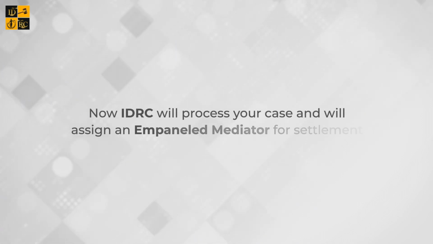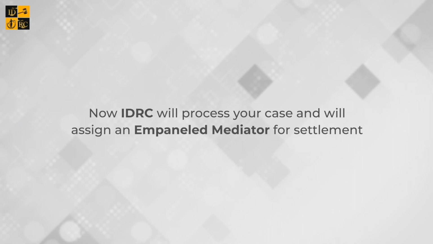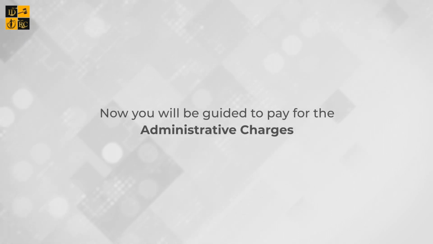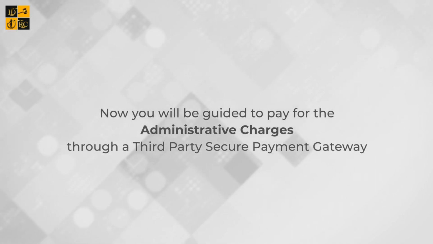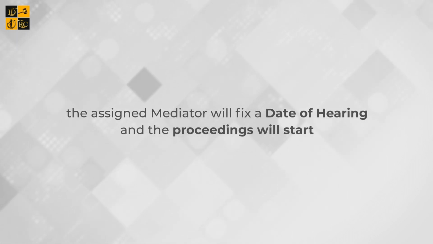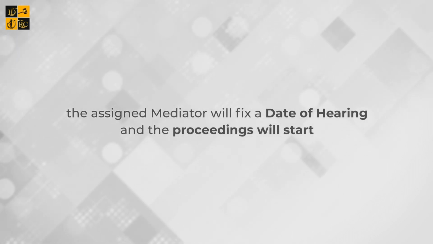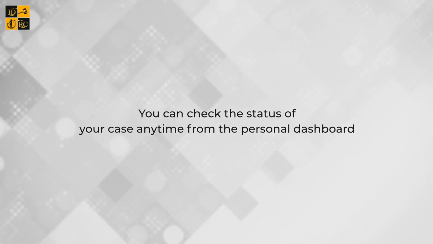Now IDRC will process your case and will assign an empanelled mediator for settlement. Now you will be guided to pay for the administrative charges through a third-party secure payment gateway. Once the payment is done, the assigned mediator will fix a date of hearing and the proceedings will start. You can check the status of your case anytime from the personal dashboard.